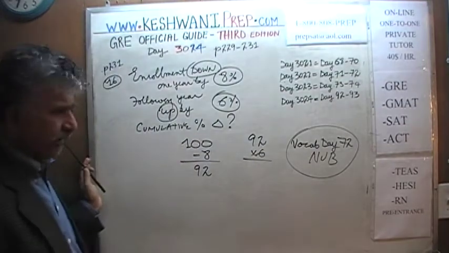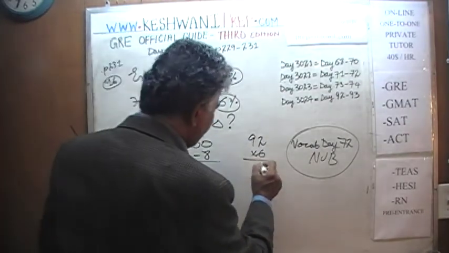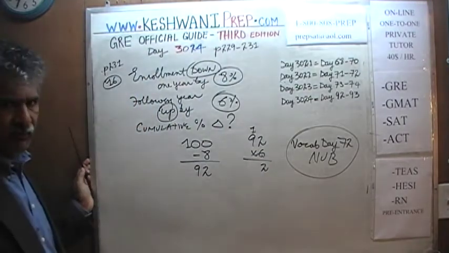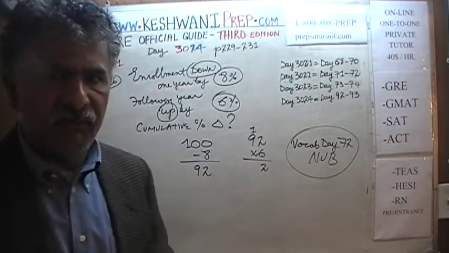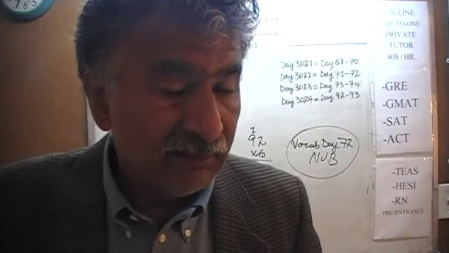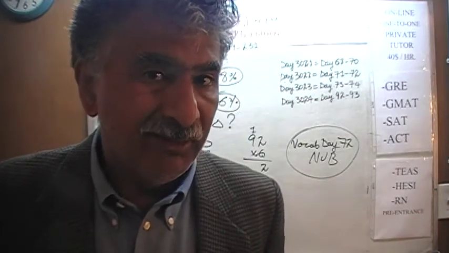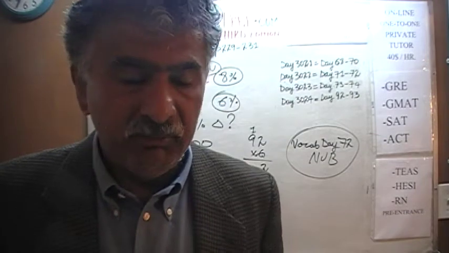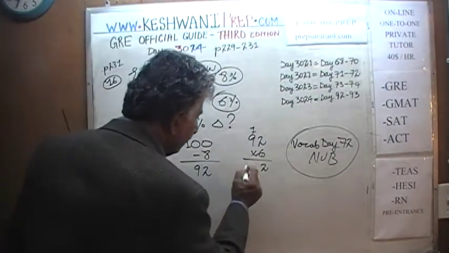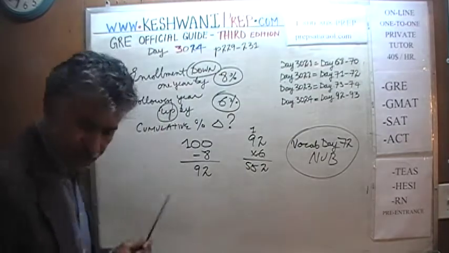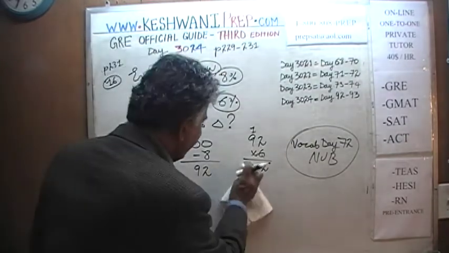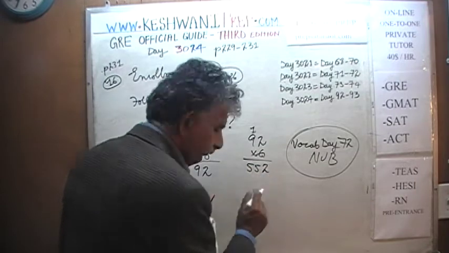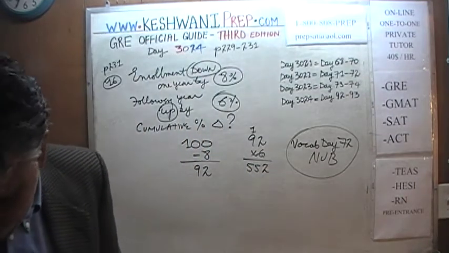Don't worry about the decimal right now. Just do it out like this. 6 times 2 is 12, write 2, carry 1. 9 times 6 is 54. How do I know that? Because I know 10 sixes are 60. We don't have 10 sixes, we have 9 sixes. So 60 minus 6 is 54. 54 plus 1 is 55.